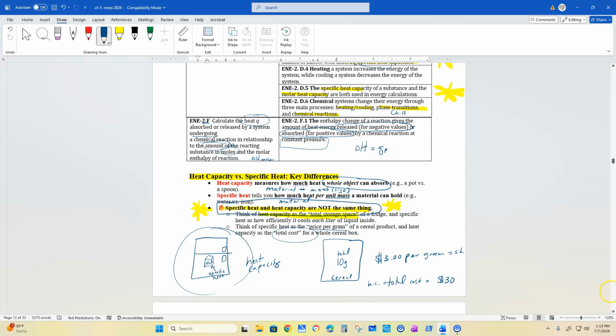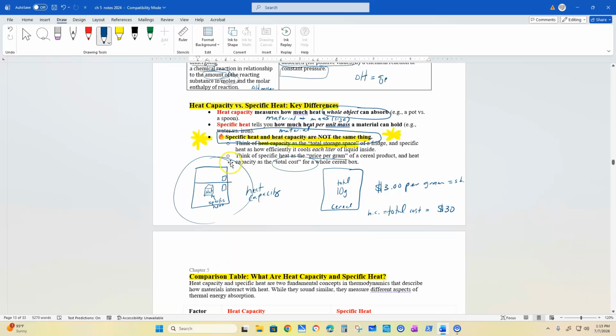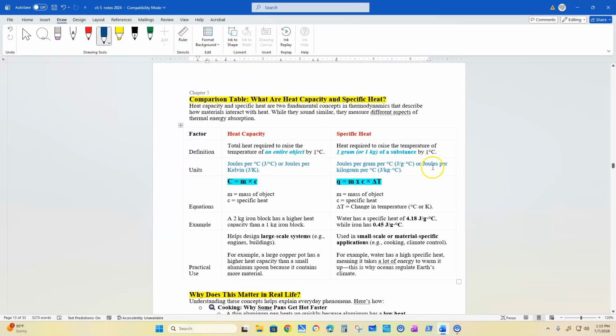We'll get to that on this next page. The key to this is specific heat and heat capacity. They are not the same thing. So I even have a comparison table for you in case you still haven't got it. So let's get a little bit deeper. There are two fundamental concepts of thermodynamics, and they describe how materials interact with heat. While they sound similar, they measure different aspects of thermal energy absorption. So we're going to go through each one.